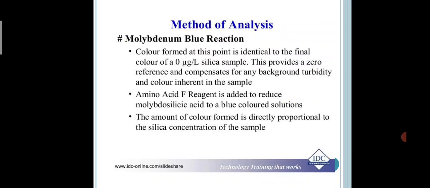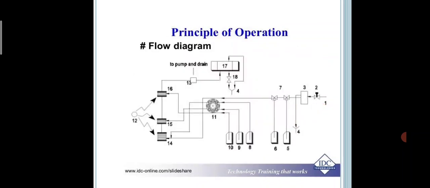The amino acid F reagent is added to reduce the molybdosilicic acid to a blue colored solution. The amount of color formed is directly proportional to the silica concentration of the sample. This is an important one. The amount of color formed is directly proportional to the silica concentration of the sample.